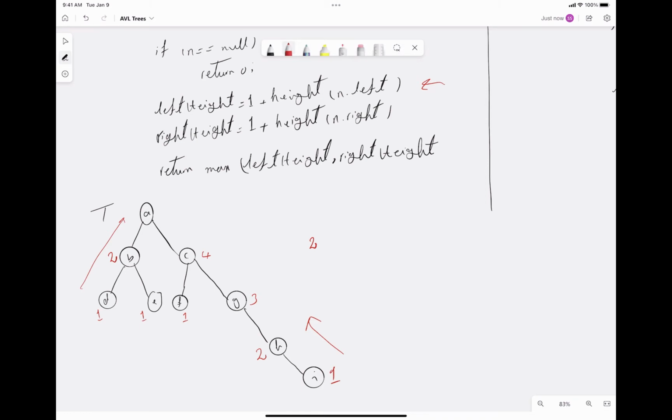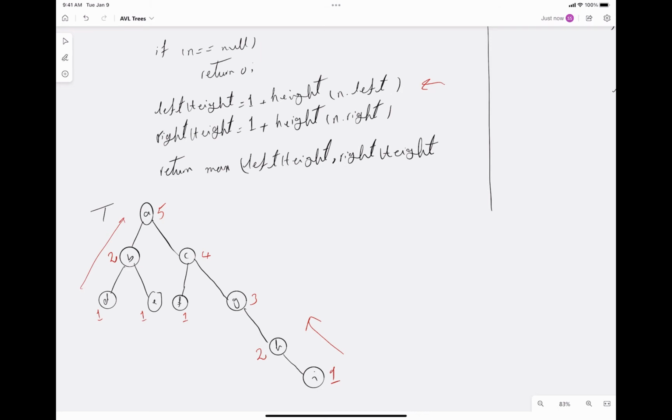And now from the right side, as you see, C has a height of 4, so plus 1 is going to be 5. So between 5 and 3, 5 is the largest number. So that's going to be the height of the node A. As you see here, this example specifies the height of the nodes A, B, C, and again, all the nodes in the tree that we have here.